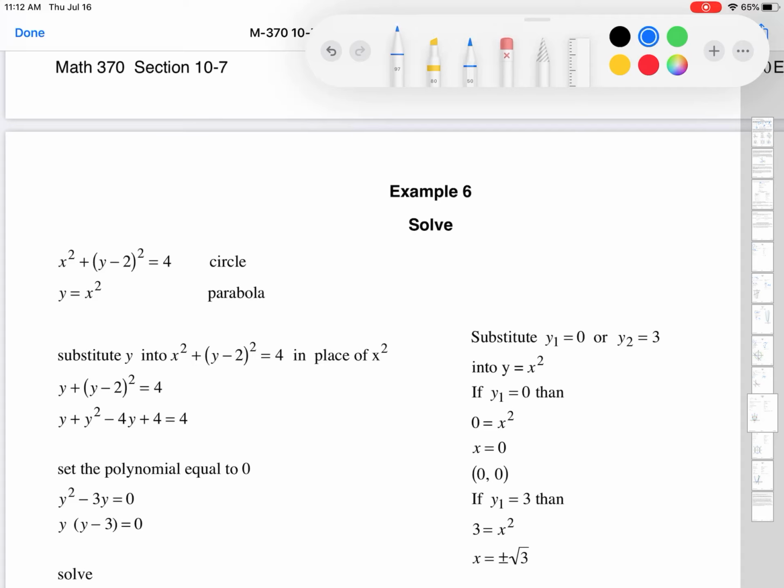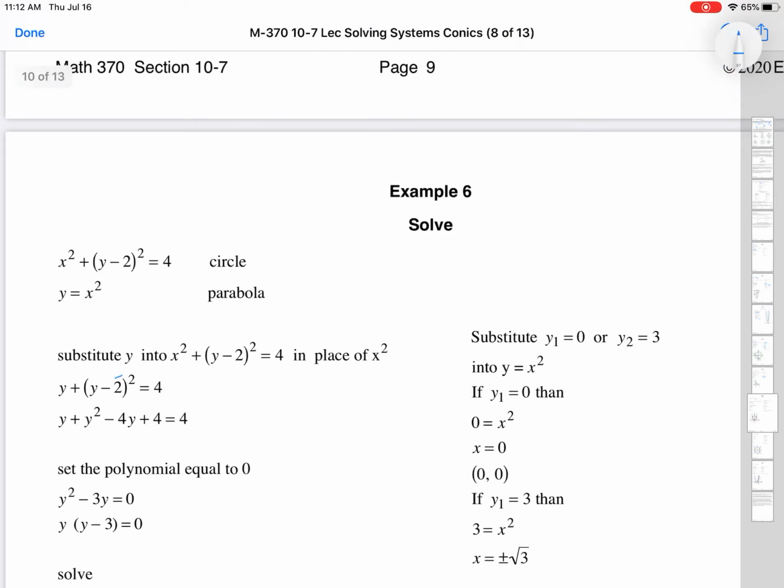So we are going to substitute y into x squared plus (y minus x squared) equals 4 in place of x squared. So let's see what they did.